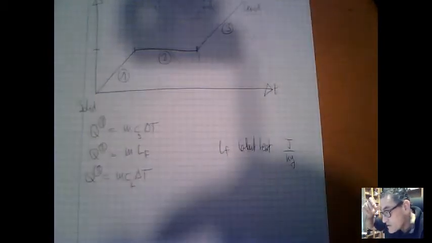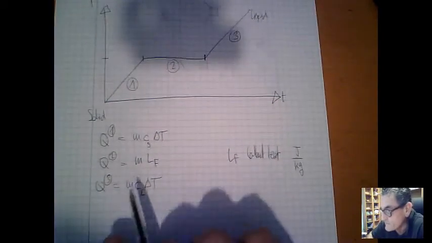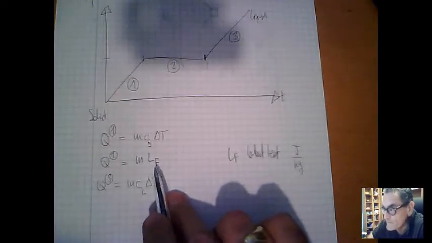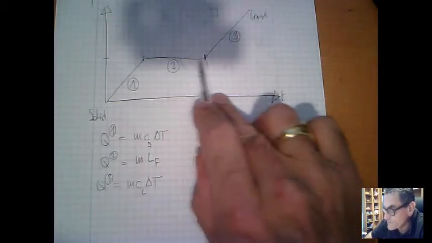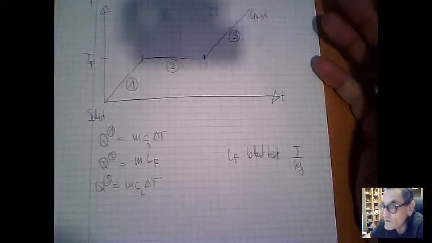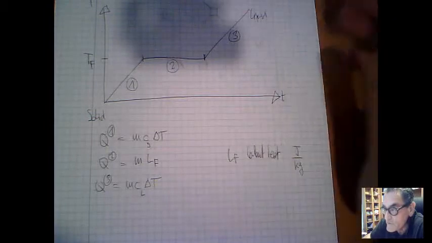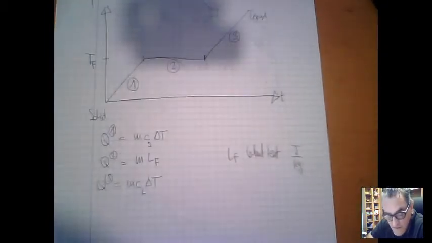Why? You understand why we don't have a delta T factor? Have an idea? In this second phase? Yeah, exactly. The temperature here doesn't change. And be careful, this temperature is the fusion temperature for water. Yes, it's 0 degrees, but for any other substance, it's going to be another value of the temperature here.